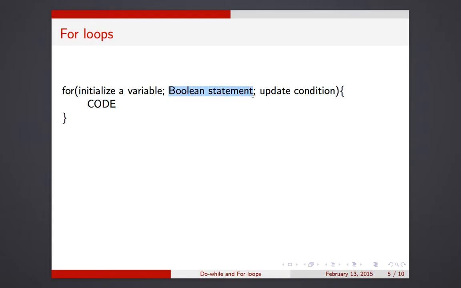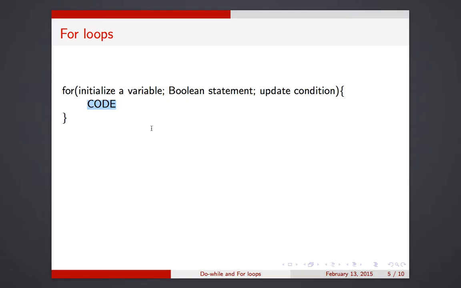Then, just like with a while loop, you have to give it some Boolean statement to check so that it can see if it breaks out of the loop. So you might say, you know, response equals yes or something, but something that will break the loop once a condition is met. And then you have something called an update condition, which is just some way of changing the value of this variable you initialized here. And then you have your code that is going to loop.